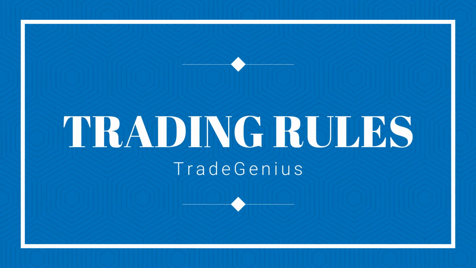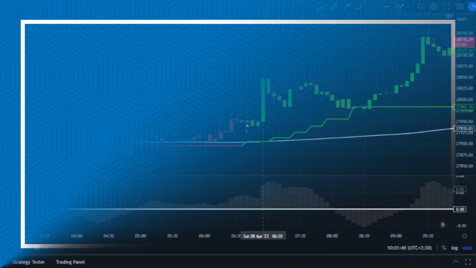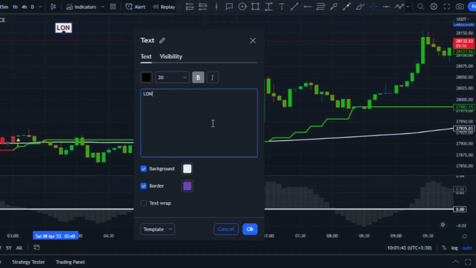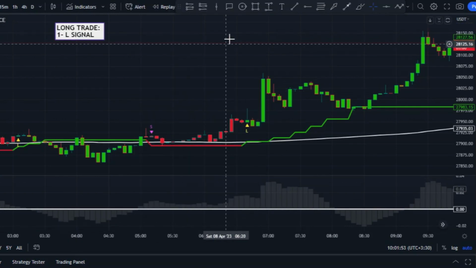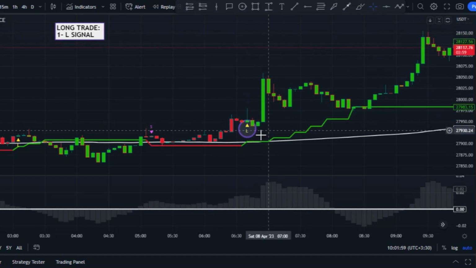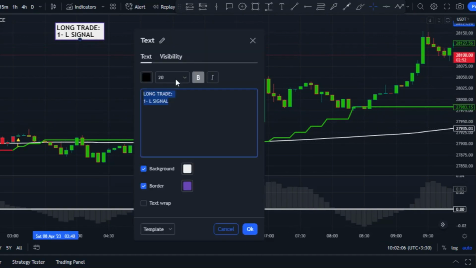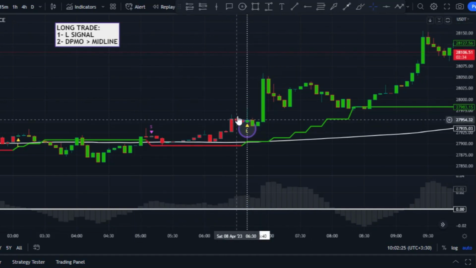So let's go over the basics of this strategy again to ensure we're all on the same page before applying it in the market. The rules are simple, but being disciplined and sticking to them is the key. To enter a long trade in this strategy, you should first wait for a long signal to be issued by the STD filtered indicator. After the signal is issued, you need to check the DPMO oscillator and make sure its histogram is above the midline.